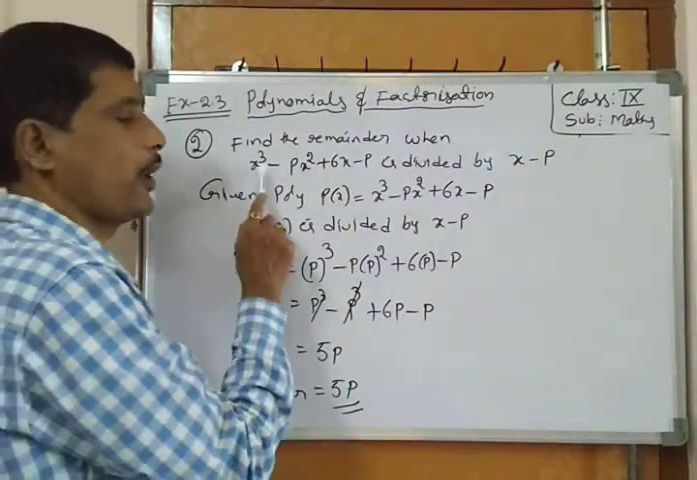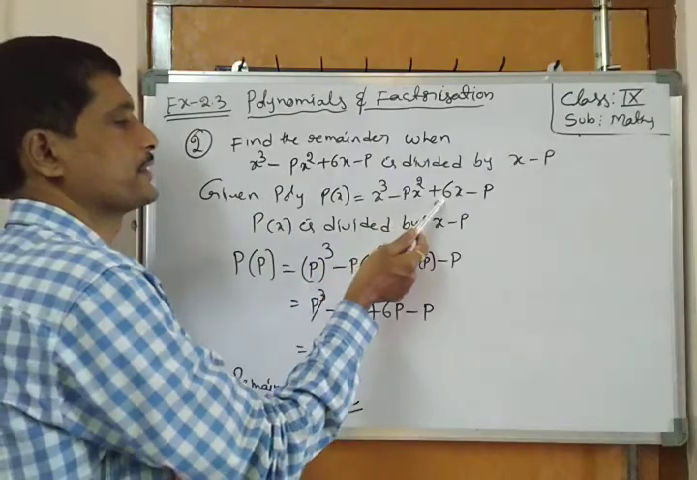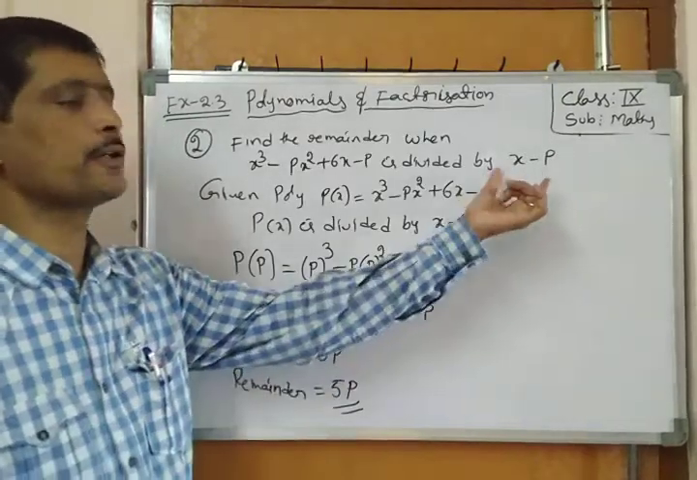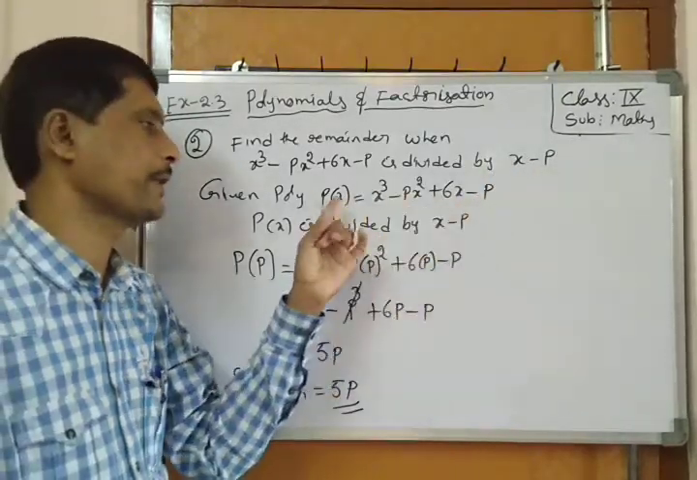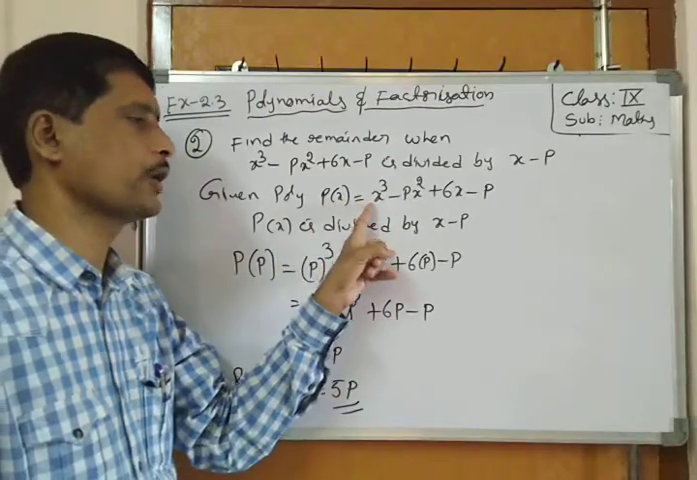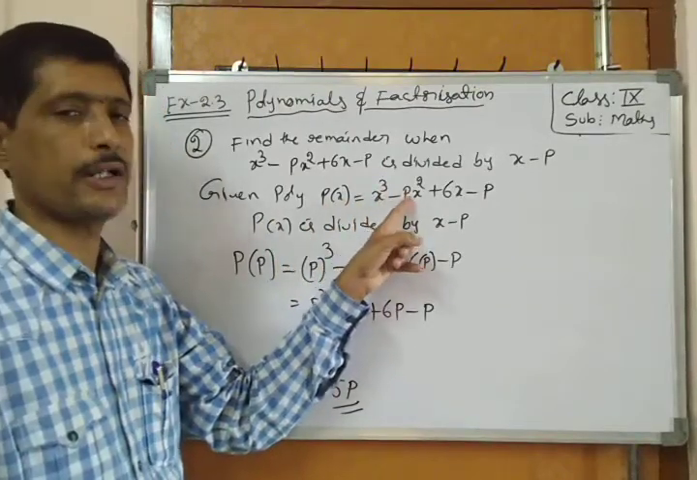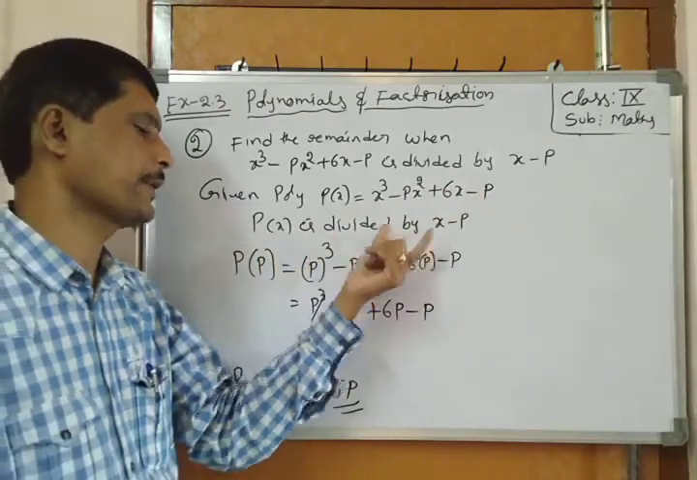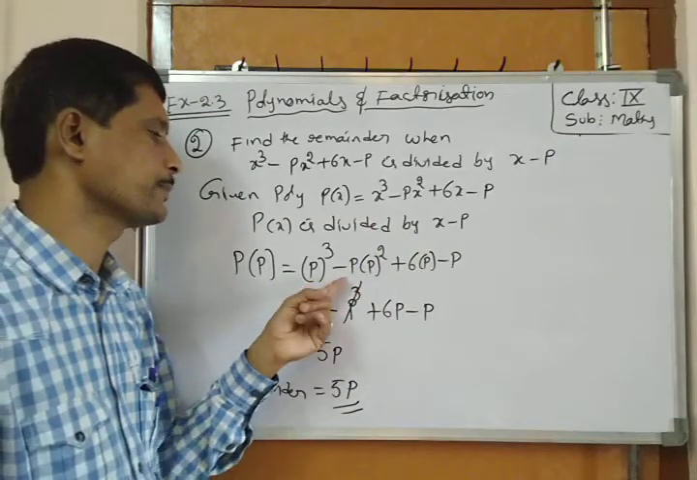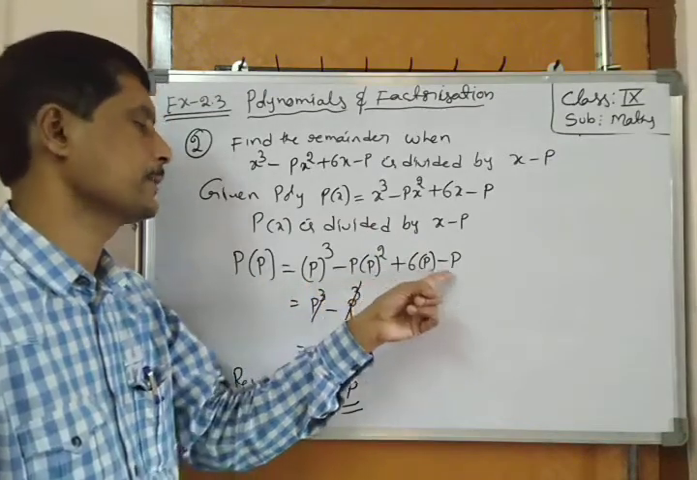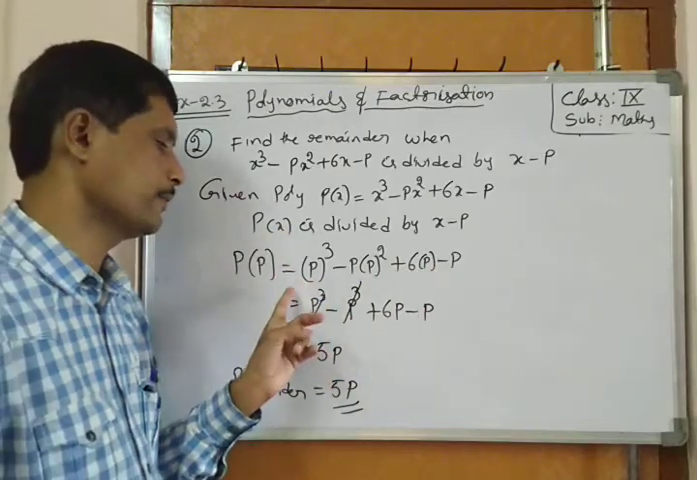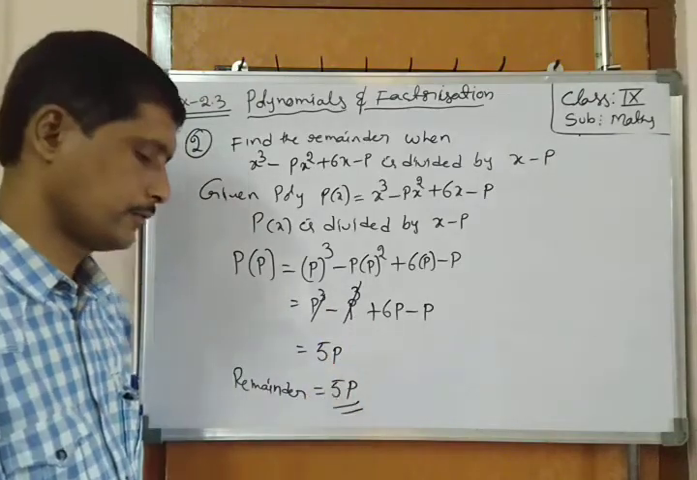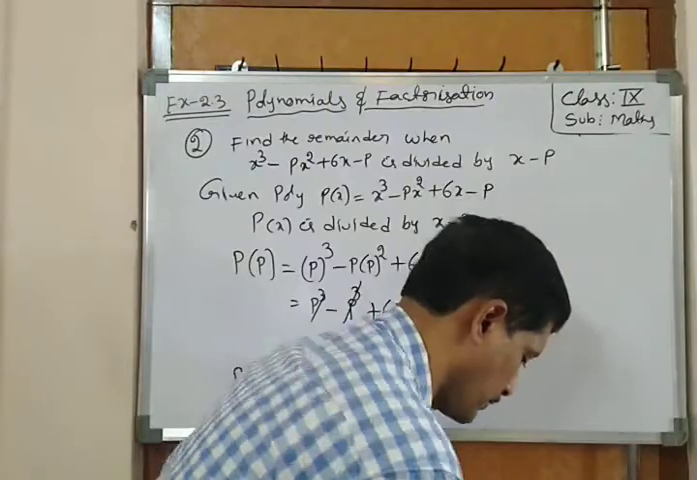One more time, see. Here the given polynomial is x cube minus px square plus 6x minus p. This polynomial is divided by x minus p. x minus p equal to 0, x equal to p. Here x is replaced by p. P of p equal to p whole cube minus p into p whole square plus 6 into p minus p. Therefore P of x is divided by x minus p. P of p equal to p cube minus p into p square plus 6 into p minus p. Here p cube minus p cube plus 6p minus p. Therefore 5p. Next one.